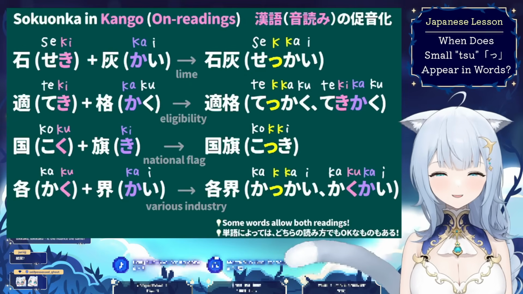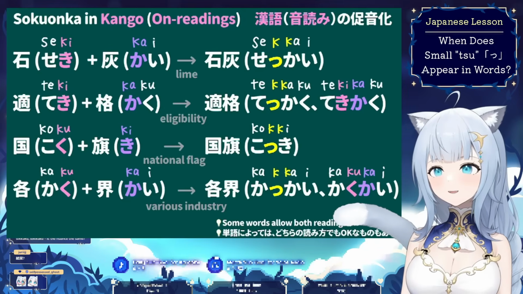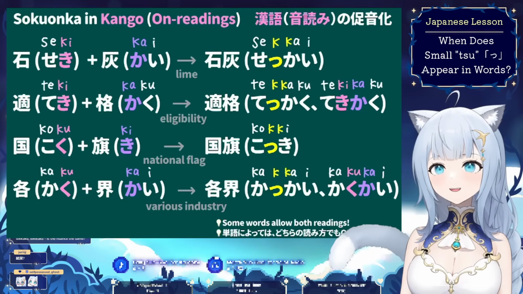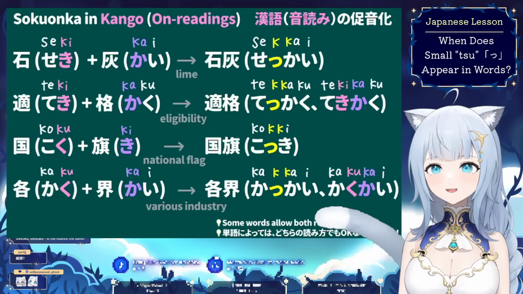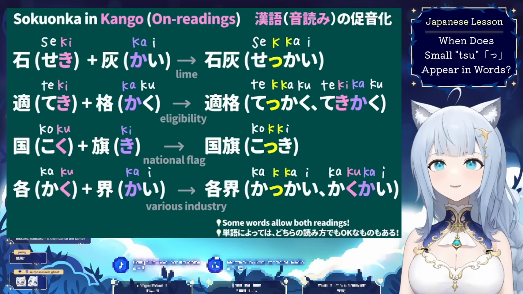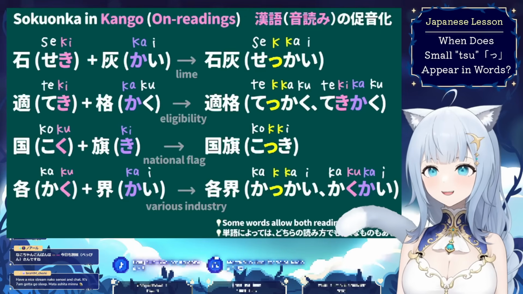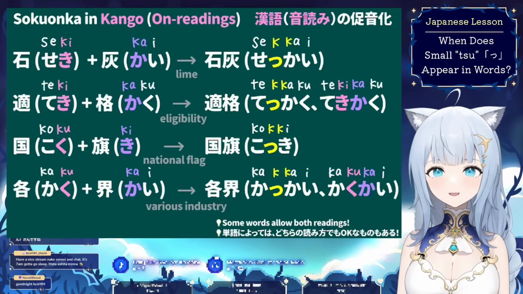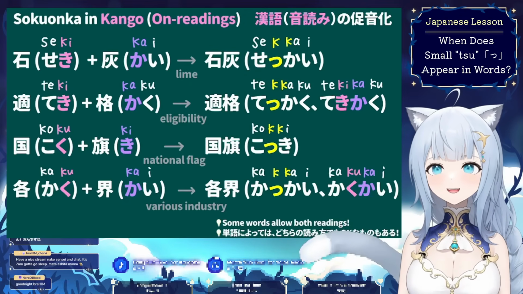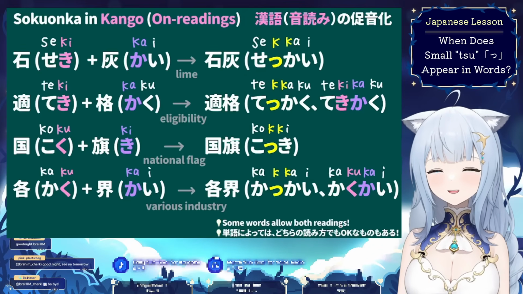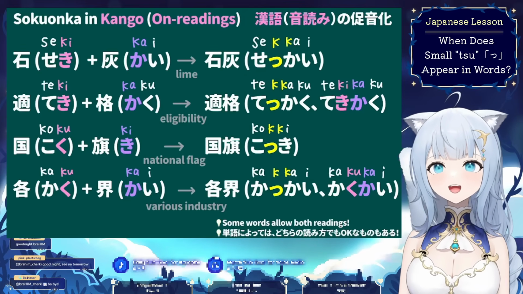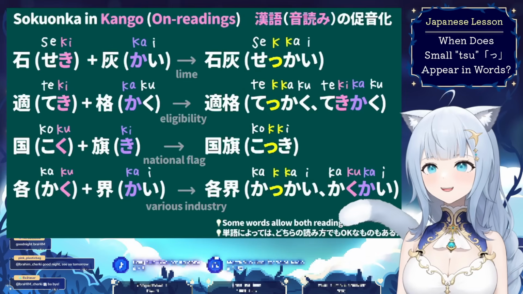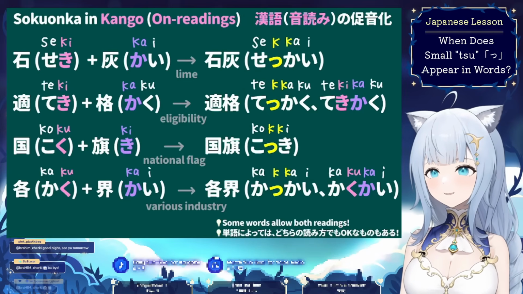And the third one is koku. Koku kanji means country. Ki kanji means flag. So kokuki. But it's small tsu, so kokki, which means national flag. The fourth one is also two pronunciations. Kaku, which means each. Kai is industry, so kakukai or kakkai, which means various industries. Like tekikaku or tekkaku, both are fine.